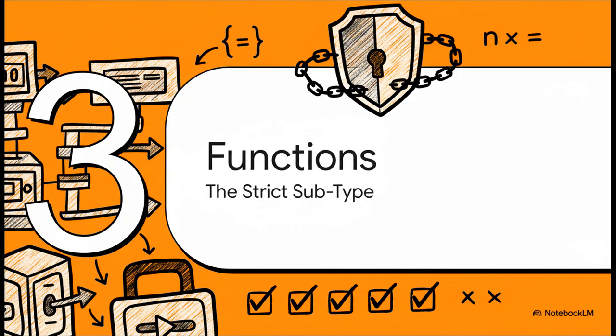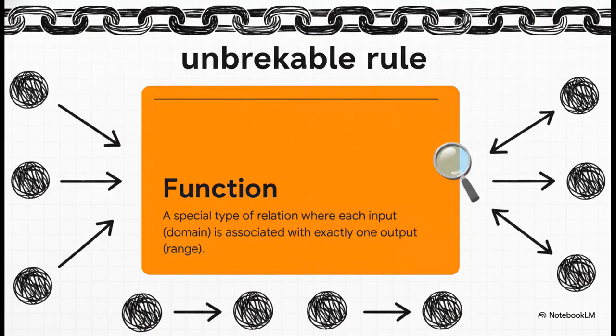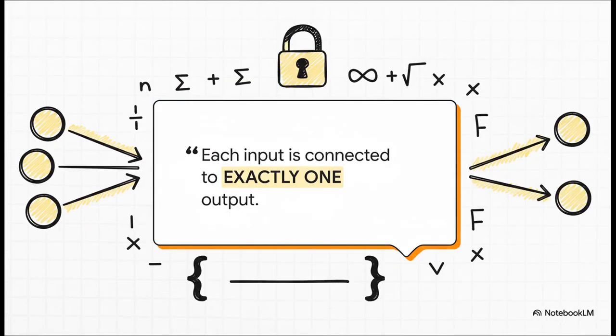All right, so we've got relations down. Now let's meet their much stricter, more organized sibling, the function. You see, a function is also a connection, but it lives by one very important, non-negotiable, unbreakable rule. And that rule is all about consistency. So here's the thing. Every single function is technically a relation, but not every relation gets the special honor of being called a function.